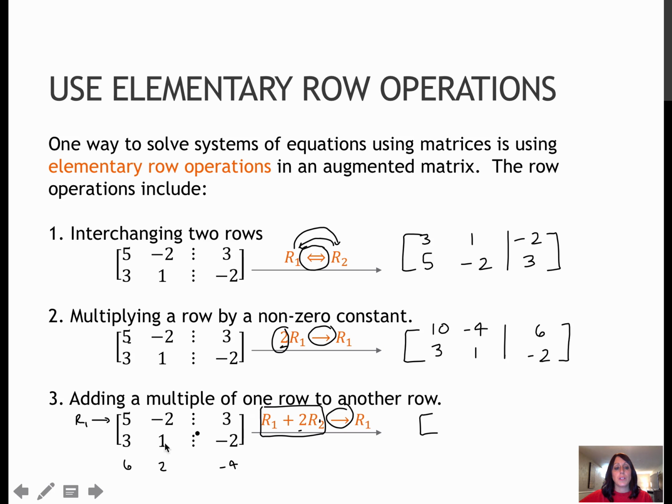So R1 is going to be 5 plus 2 times 3, which is 6. So 5 plus 6, which is 11. -2 plus 2 times 2. I'm sorry, -2 plus 1 times 2, which is 2. I'm adding those together to get 0. And 3 plus 2 times -2, or 3 plus -4, which is -1. Notice R2, exactly the same as it was before, because we were putting it into R1, so it tells us exactly where to put it.